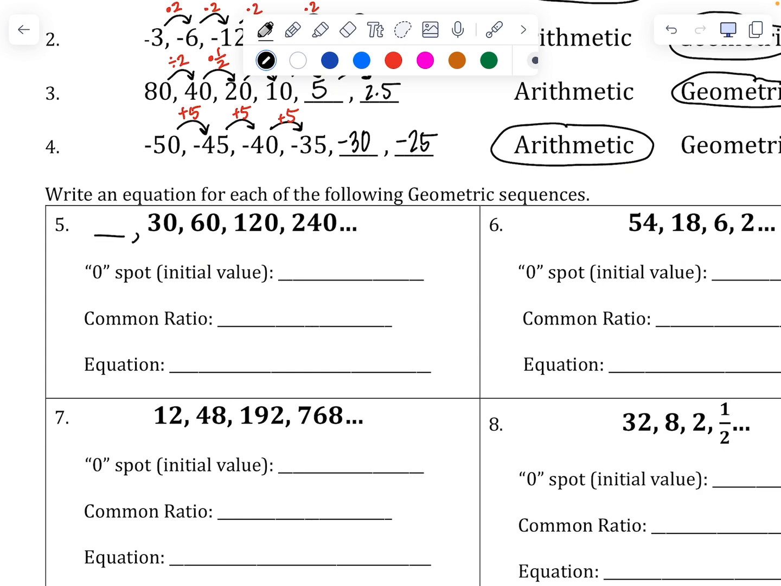You will need to draw a little line with a little comma. And some of you might even want to put a question mark there. You need to find out what that number is, because the 0 spot is our initial value. It is our y-intercept. It is important. Okay. Let's go ahead and use our patterns to get us that missing number. What is happening here?